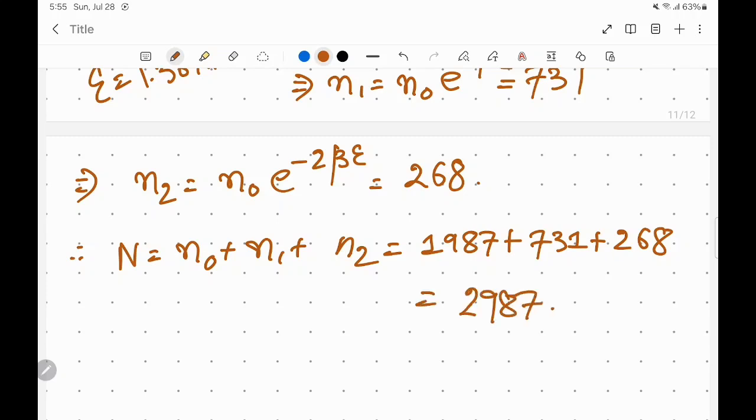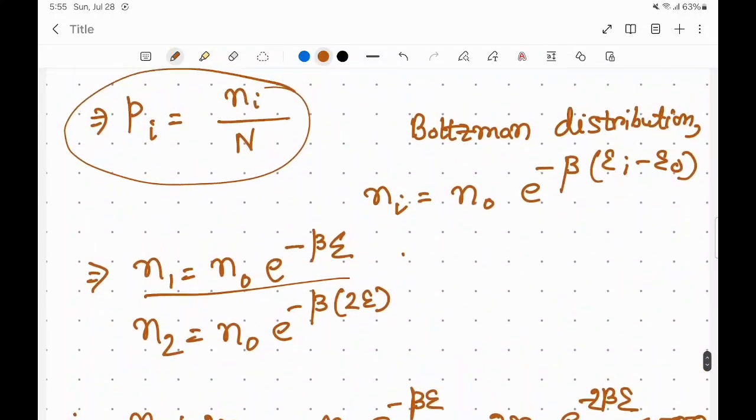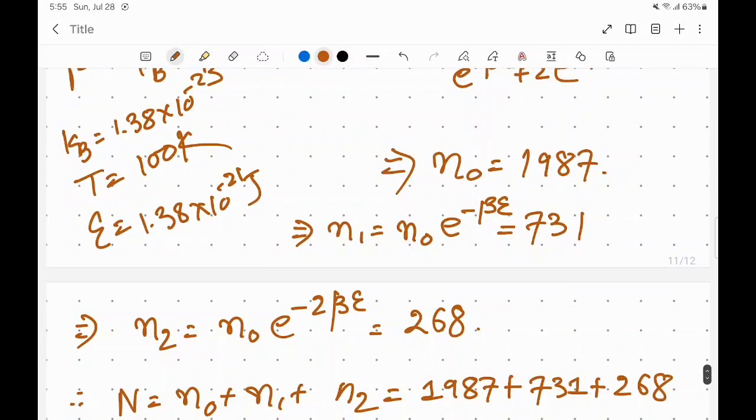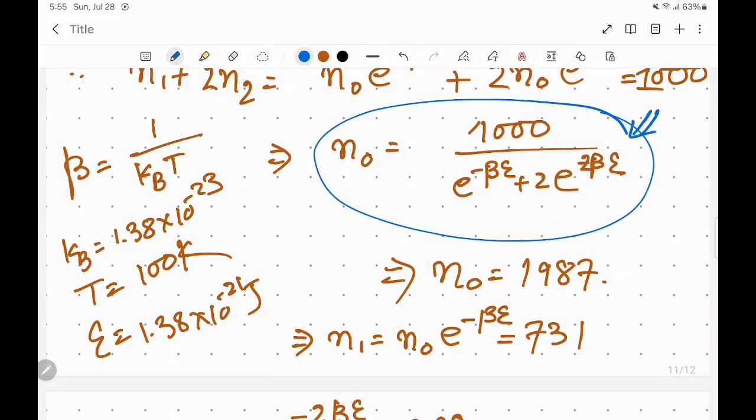So this is a huge problem. I skipped the calculation part, but you can do it on your own. If any doubt remains, you can ask me in the next class. This numerical part you can calculate and check whether the values are matching or not.